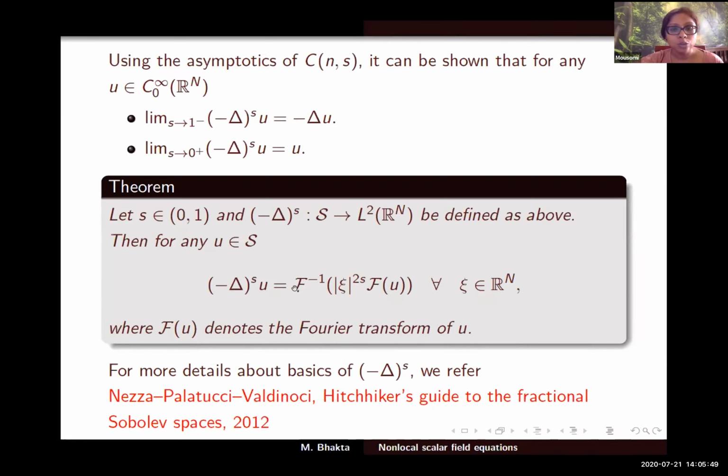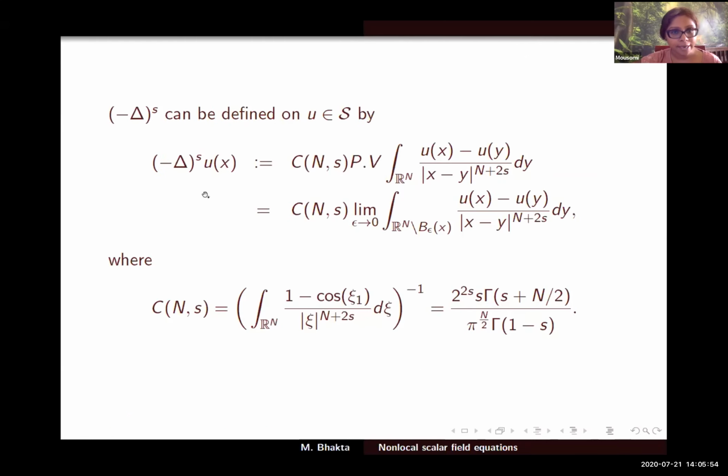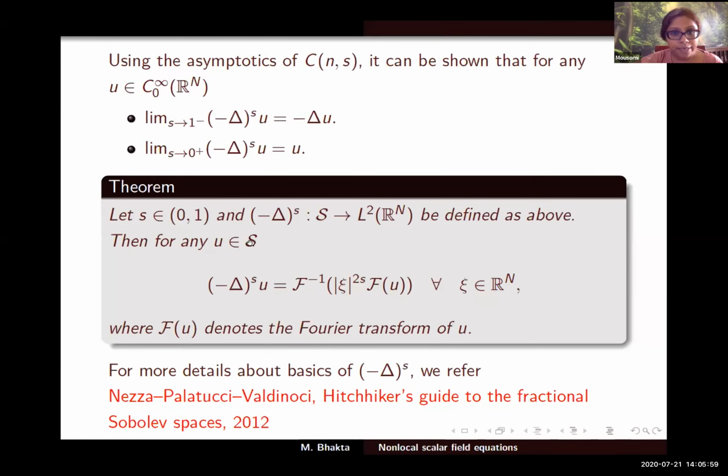Yes, we can. So what we have written here, the previous definition, it can be shown using some change of variable and Fourier transformation, that when s is in (0,1) there is an equivalent definition, we can actually define it in this way. Okay, so to know more about this fractional Laplacian, you can just see this Hitchhiker's Guide, which is very, very well written and for the beginners actually.